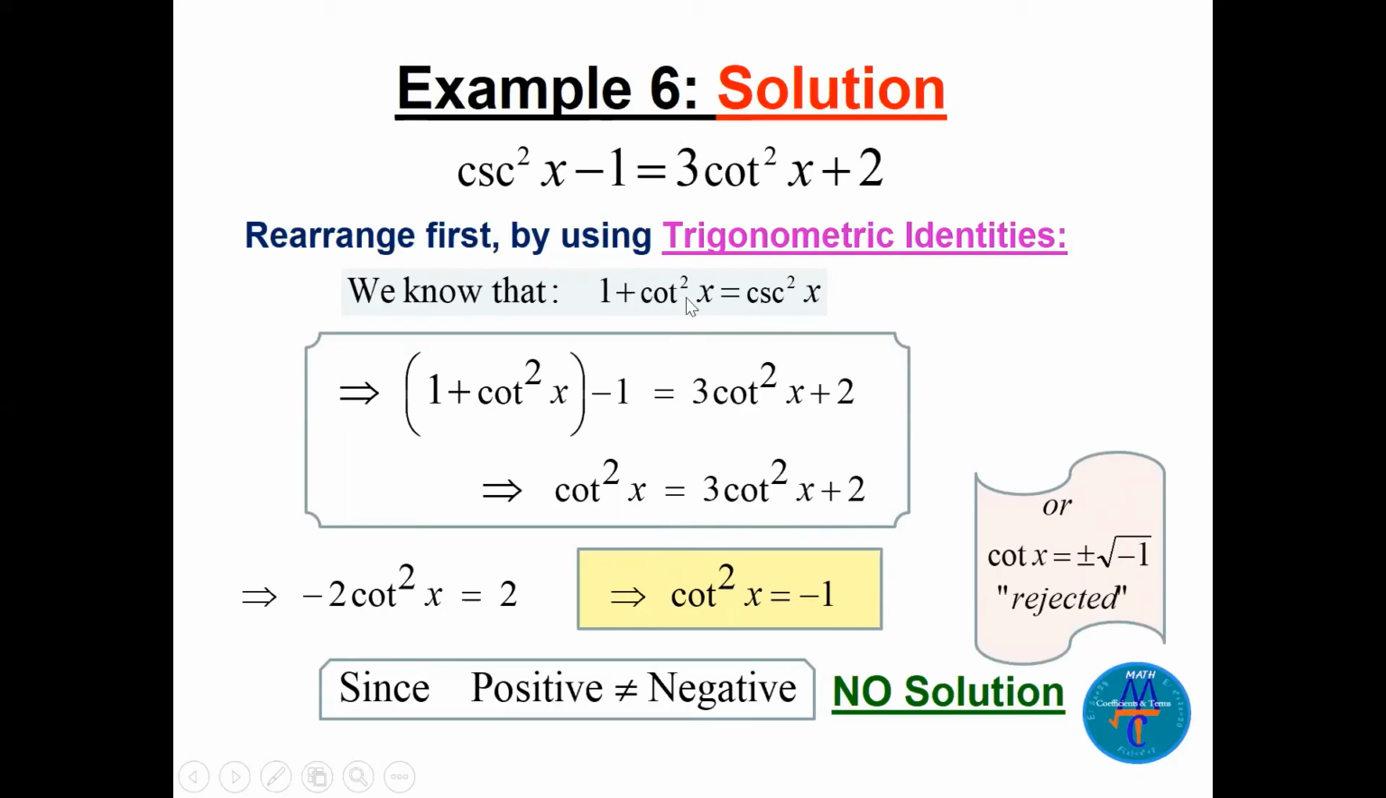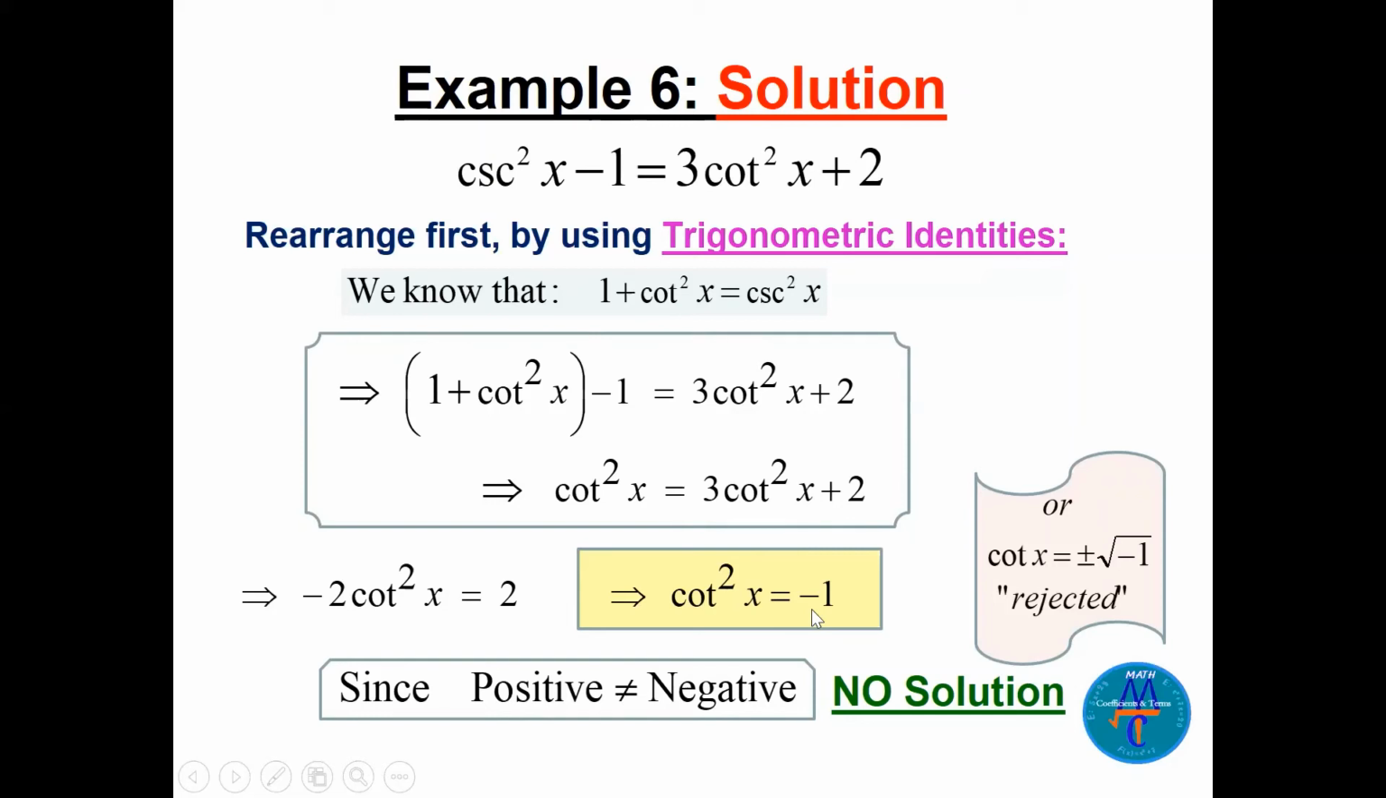So what can we do? We know 1 plus cotangent squared of x is equal to cosecant squared. So instead of this cosecant squared, on the left side here, in the bracket I will put 1 plus cotangent squared of x, minus 1, equals 3 cotangent squared of x plus 2. Let's rearrange the equation. We can cancel 1 and minus 1, that will be 0. Cotangent squared of x is equal to 3 cotangent squared of x plus 2. Take 3 cotangent squared to the other side, it becomes minus 2 cotangent squared of x is equal to 2. Divide by minus 2 to make the equation the simplest form, which would be cotangent squared of x equals minus 1.